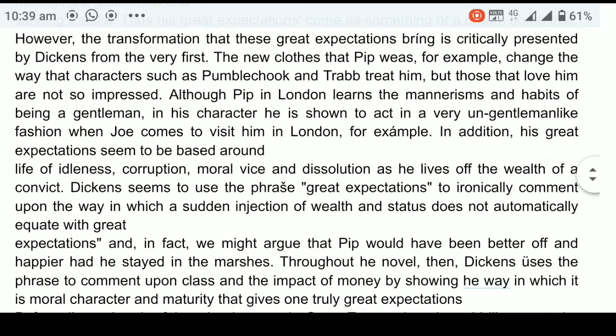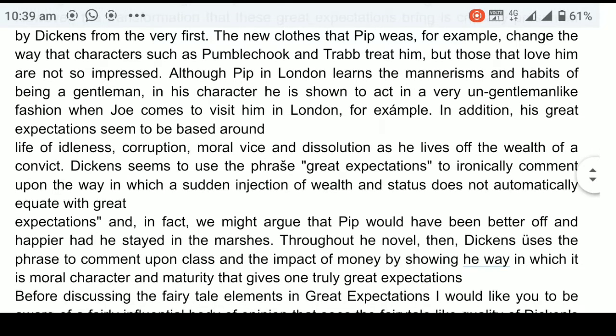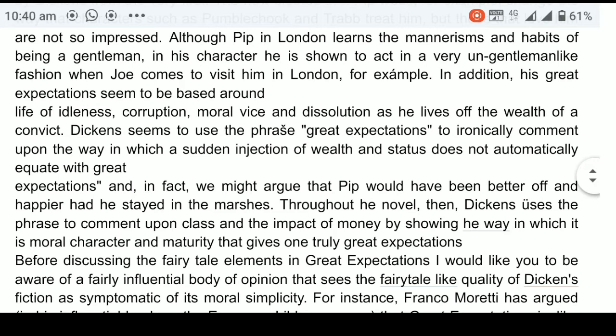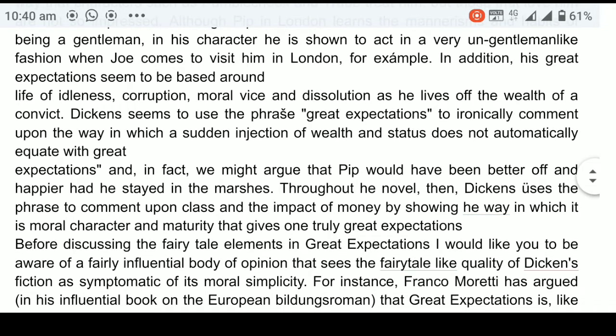However, the transformation that this great expectation brings is critically presented by Dickens from the very first. The new clothes that Pip wears, for example, change the way that characters such as Cook and Trabb treat him. But those that love him are not so impressed. Although Pip in London learns the mannerisms and habits of being a gentleman, he is shown to act in a very ungentlemanlike fashion.